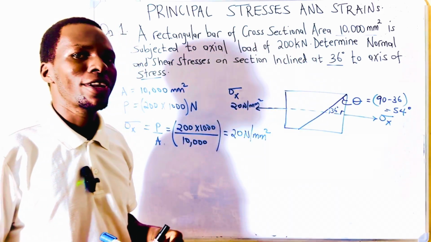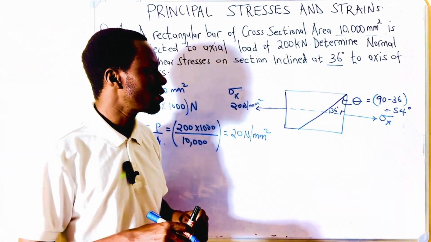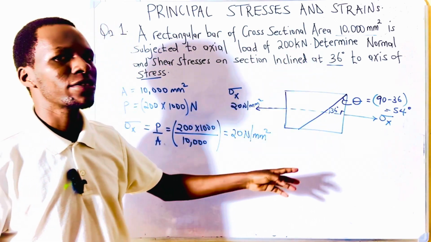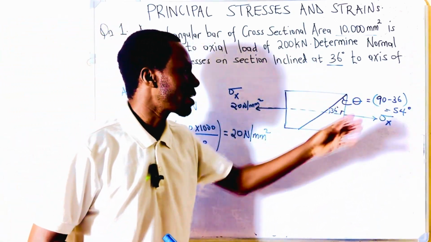If it's inclined to the minor axis, that means it is this one. So in my next video, please don't miss that video. I'm going to explain to you a situation when it's inclined to the minor one, so that you see how you get this particular angle of theta.